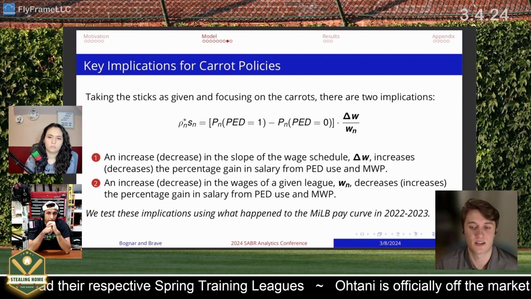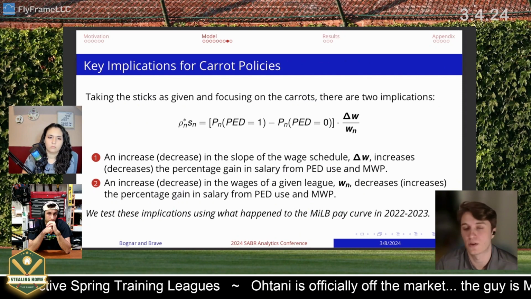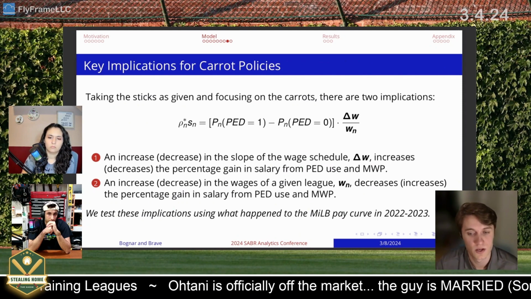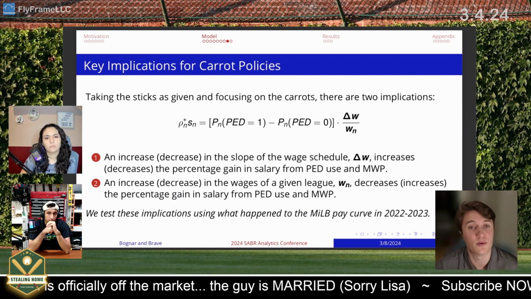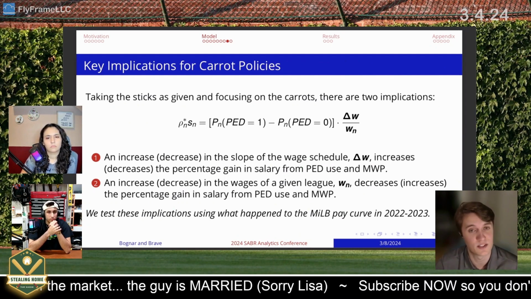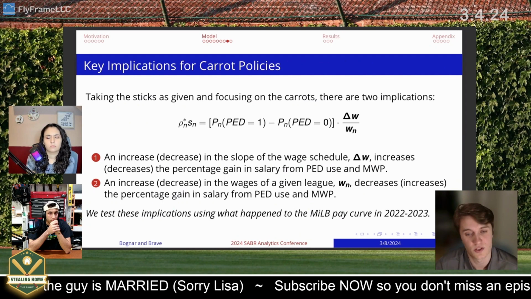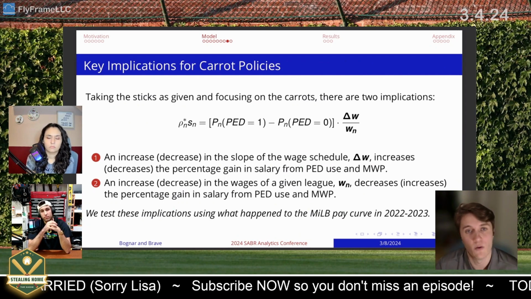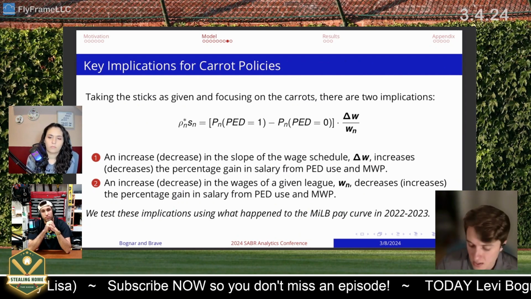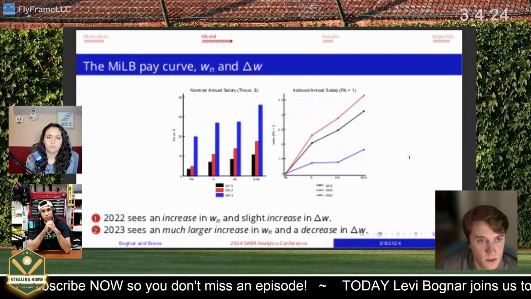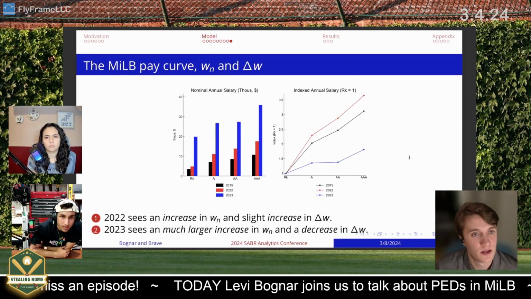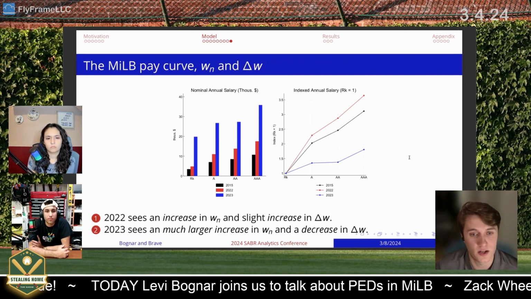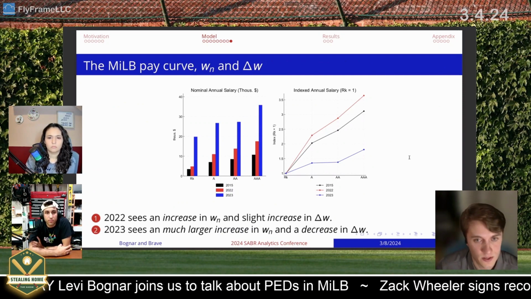And so given the fact that we have the new 2022 and 2023 wage schedules for minor league baseball, and also because these seasons have already been played, so we know who's been suspended and who hasn't been suspended, we can plug these terms into our model and see how well the model does in predicting PED suspensions. And so before we get into the model predictions, I first want to highlight the minor league baseball pay curves for 2022 and 2023.